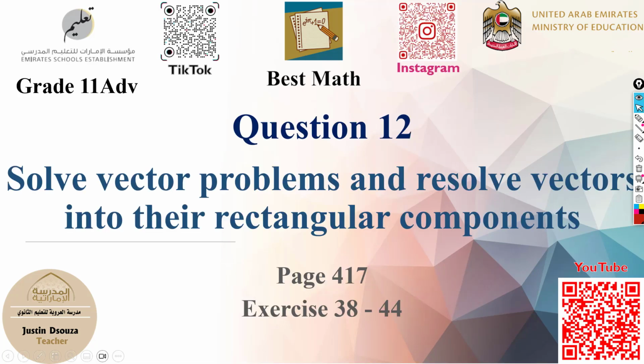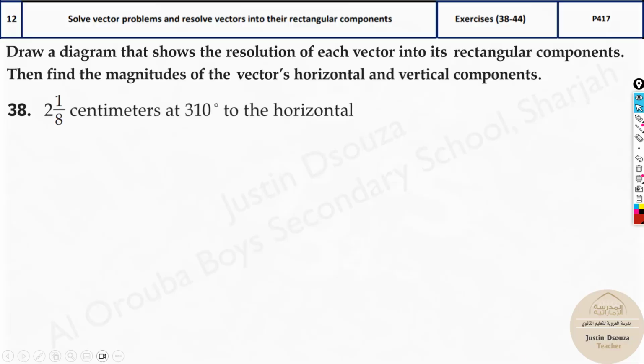In this video, we will learn how to resolve a vector into its rectangular components. That will be the horizontal and vertical components. Here in these problems, we have just been given 2 1/8 centimeters at 310 degrees to the horizontal. That's it. What does this mean? This is the magnitude, this is the angle in degrees.